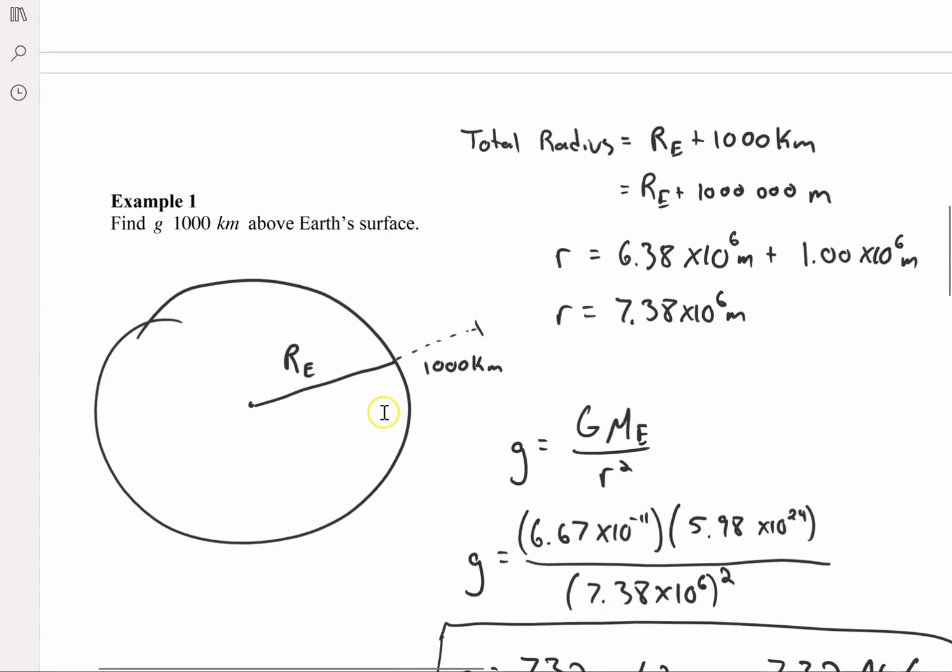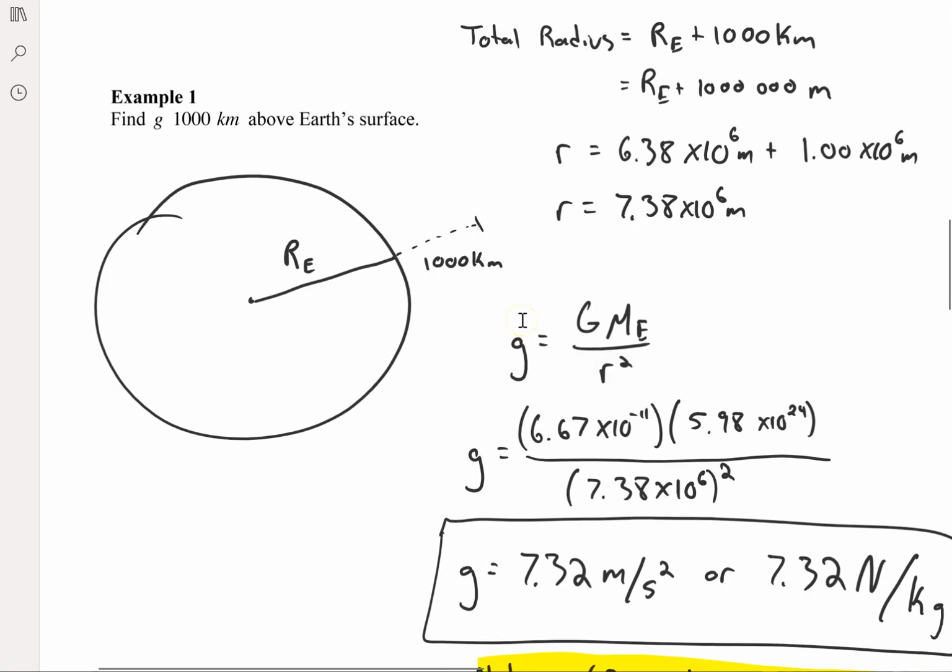So here's our example. It says find the acceleration due to gravity 1,000 kilometers above the Earth's surface. So the total radius, if this blue ball here is the Earth, this is the radius of the Earth, and then I'm adding this 1,000 kilometers on it. So my total radius is going to be the radius of the Earth plus 1,000 kilometers. Now I want all this in meters, so I looked up on my data sheet what the radius of the Earth was, and I got 6.38 times 10 to the 6 meters, and then I added in my 1,000 kilometers, which is 1,000,000 meters.